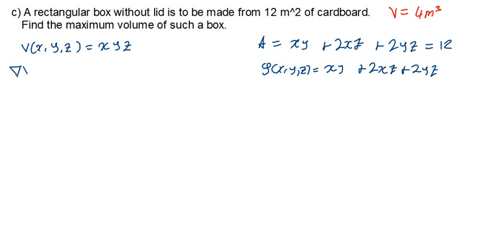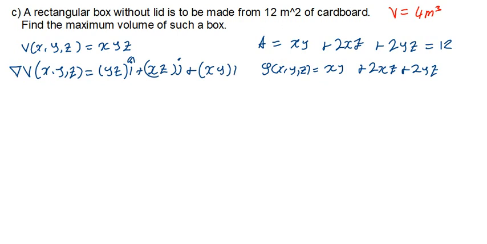For V of x, y, z, when you differentiate with respect to x, y and z: with respect to x, you have yz in the i, plus differentiating with respect to y, you have xz in the j, plus differentiating with respect to z, that's xy in the k, like that.